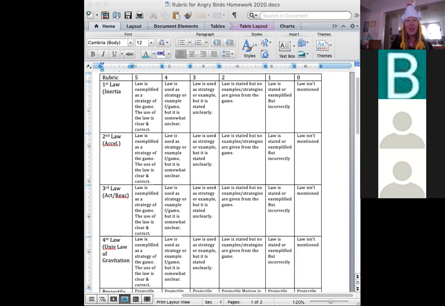So you want to, the law is exemplified as a strategy of the game. The use of the law is clear and correct. So, for example, you may say something like, in Angry Birds, according to the second law, you have to pull back further on the slingshot to give it more force to make the bird accelerate. That would be an example of the second law. In order to get full points for it, you do need to say, this is the second law, and make sure that it's clear that your example is about that particular law.